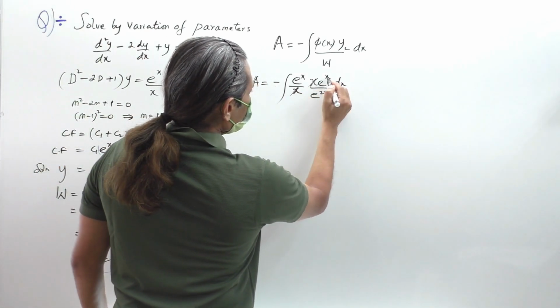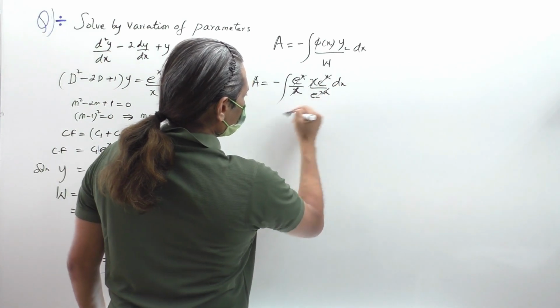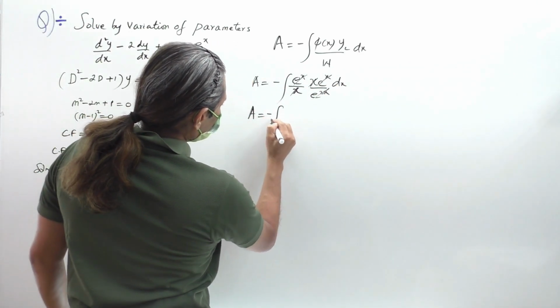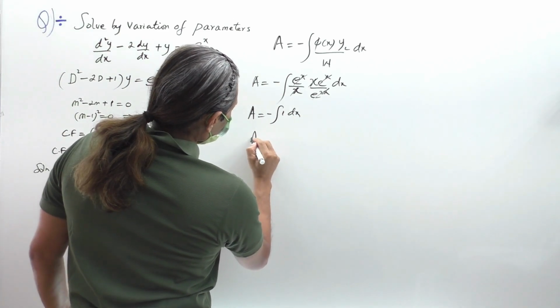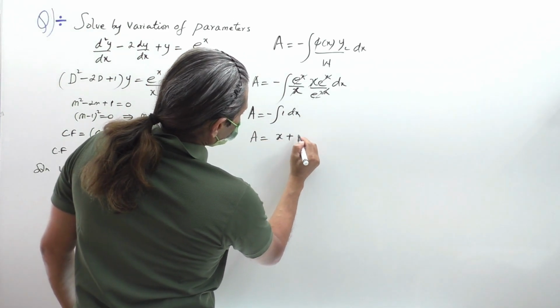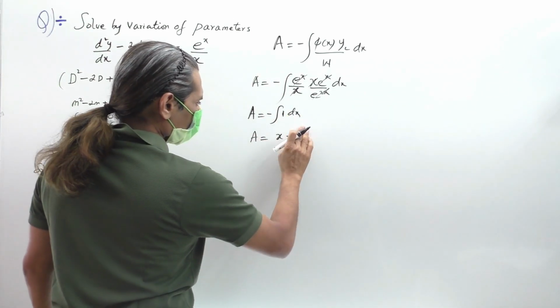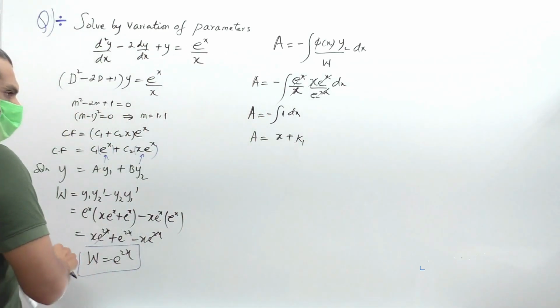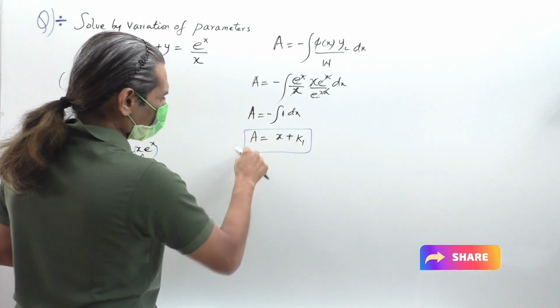See here, x cancels, e^x into e^x is e^2x, upon e^2x cancels. What remains is 1. We have a is equal to integration of 1 dx, and the integration of 1 is x plus c, or I will take this constant as c1. Okay. We found a here.